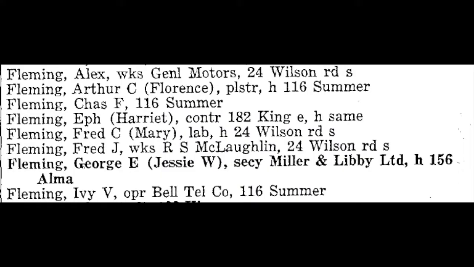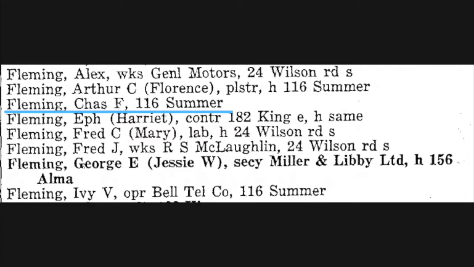If we look down the surname list, we can often find others living at the same address, who might be relatives. In this example, we find Charles F. and Ivy, both at 116 Summer Street. It is possible that these are Arthur's children, but you would have to look at other directories and resources to determine this for sure.